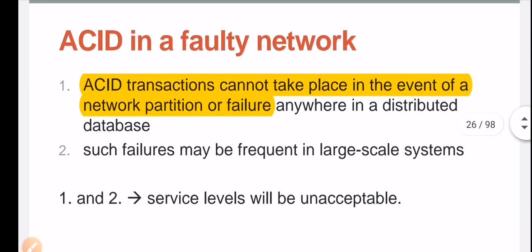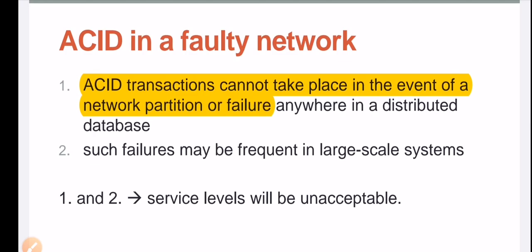Also, we need to remember that ACID transactions cannot take place in the event of a network partition or failure, because it will not guarantee the atomicity and the durability of the data.